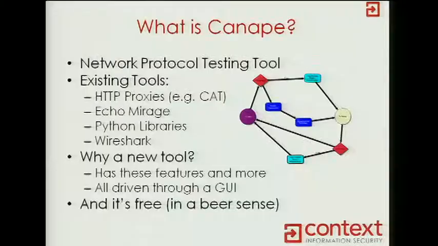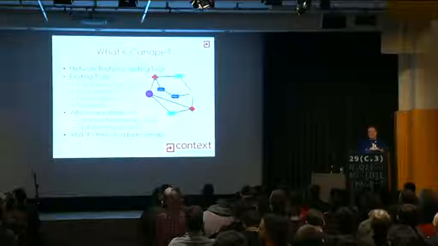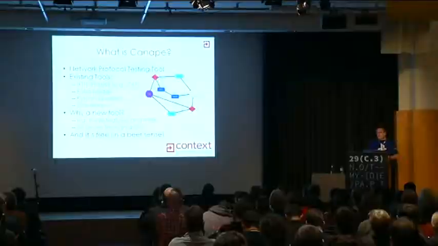So Canapé has been out for about 12 months now. It is a free tool, as in the beer sense. Unfortunately, the source isn't open, but it is written in .NET, and I've not obfuscated it, so it's fairly easy to find out how it works. And it's designed for network protocol analysis and network protocol manipulation.